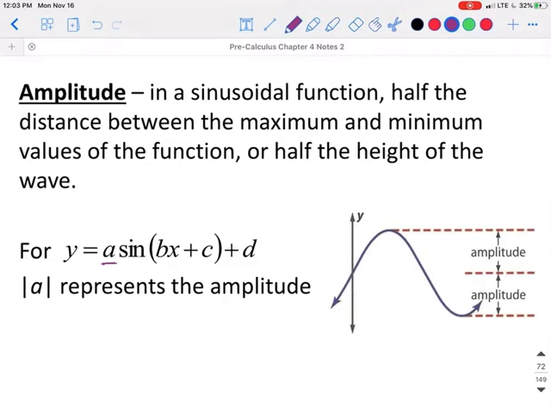Now the amplitude is half the distance from the maximum value to the minimum value. So this line we call here is the midline. The distance from your midline to the top is your amplitude, and the distance from the midline to the bottom point is also your amplitude. You will determine this by whatever value is in front of sine. So if there's no number out there, that means our amplitude is 1, and that just means the highest point will be 1, and the lowest point will be 1 away from that midline.